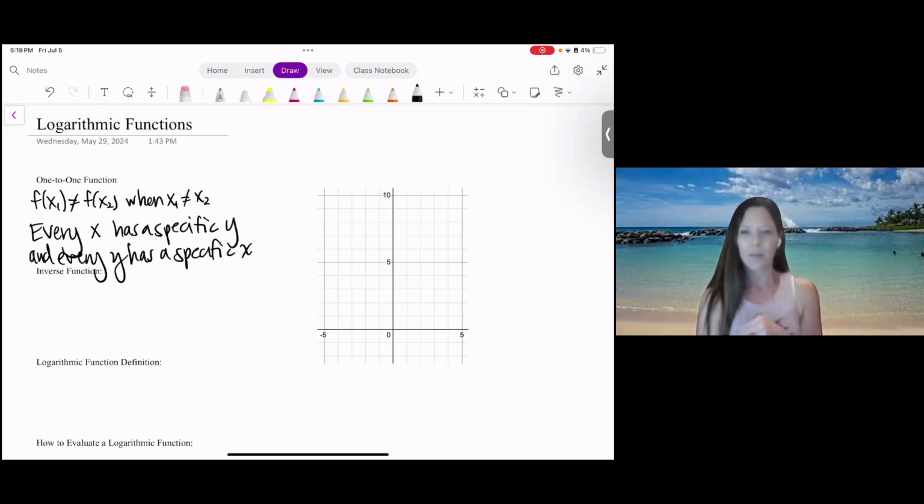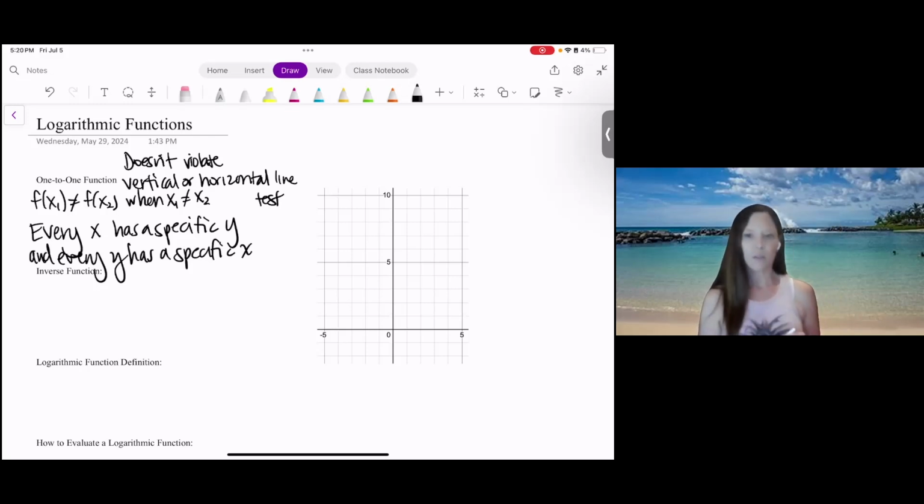So when I wrote f of x1 does not equal f of x2, when x1 does not equal x2, if you have the points (1, 2) and (2, 2), that's a function, but it's not a one-to-one function. A function does not violate the vertical line test. A one-to-one function does not violate the horizontal line test as well.